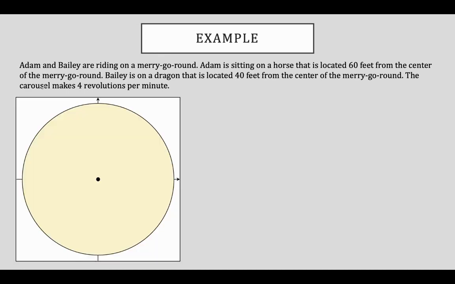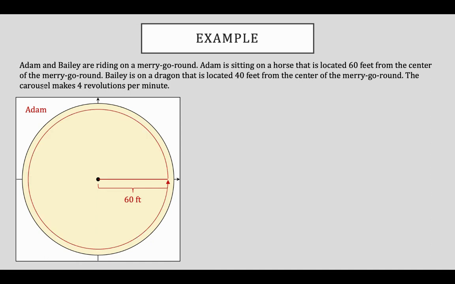All right. Again, when in doubt, let's draw it out. So here we have Adam. Adam is 60 feet from the center, and he is traveling around our merry-go-round. And we have Bailey. Bailey is 40 feet from the center of the merry-go-round, and again travels in a circular motion as well. Okay, the carousel makes 4 revolutions per minute.